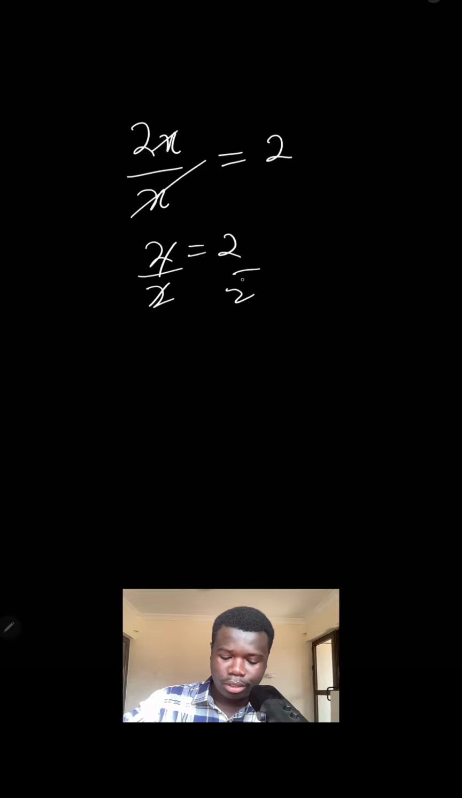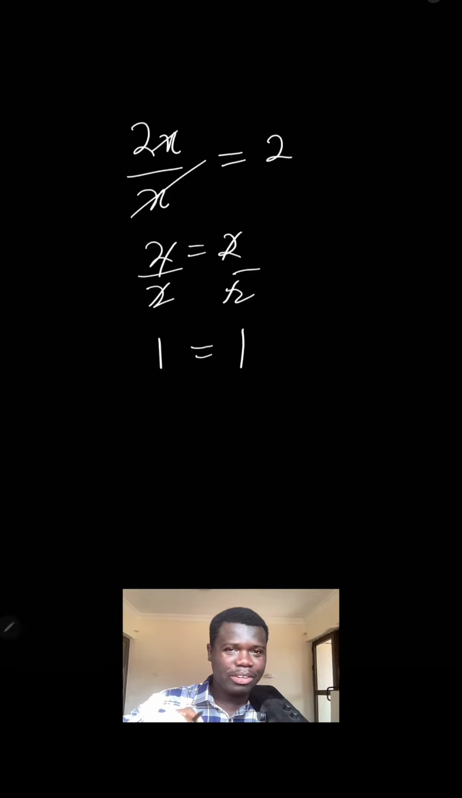Most people will get this question wrong. When you are given something like 2x over x equal to 2, and you are told to find the value for x, it becomes really simple because you say, okay, I can cross out x, then I'll have 2 equal to 2, or you can divide through by 2 to get 1 equal to 1.